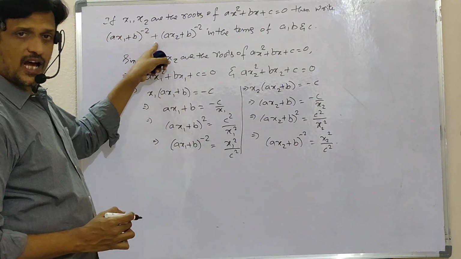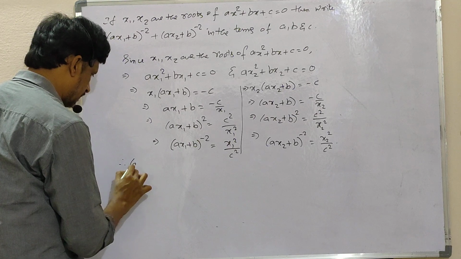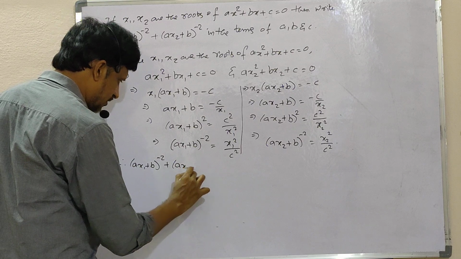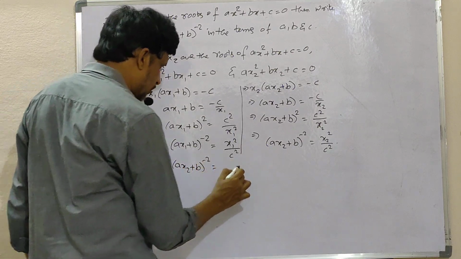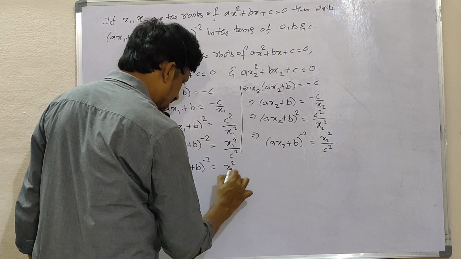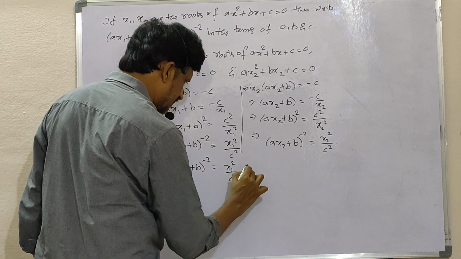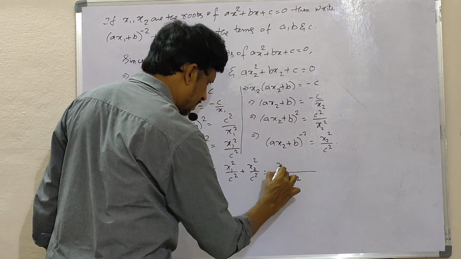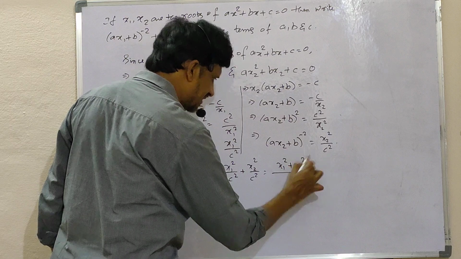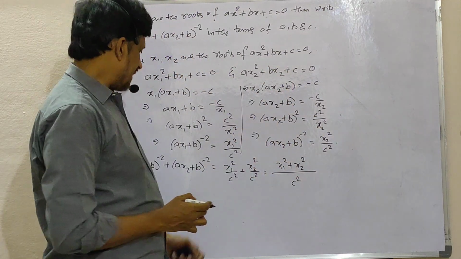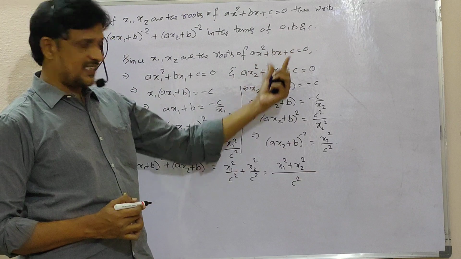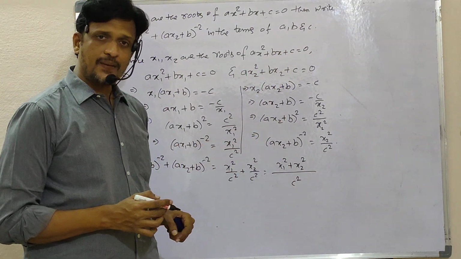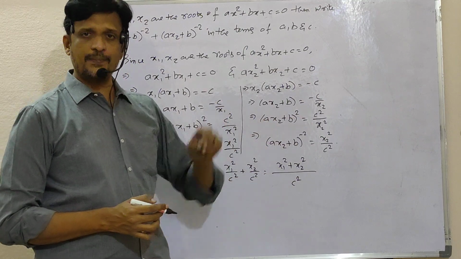Now the sum of these two we have to write. Therefore, (ax1 + b)^(-2) + (ax2 + b)^(-2) is equal to the sum of these two. First one is x1²/c² plus second one is x2²/c². Here c² is the LCM. The numerator will be x1² + x2². But this value we have to write in terms of a, b, c. In the denominator it is okay, we got c². But in the numerator it is x1² + x2². Write this in terms of a, b, c.